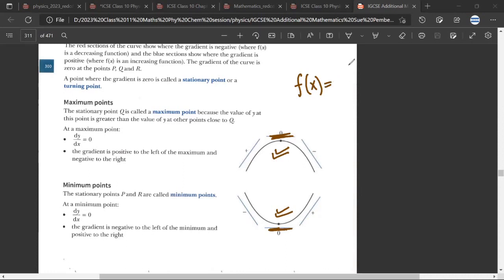So my f(x) was x cube minus 3x plus 1. My f dash x is the slope function. I'll repeat, my f dash x is my slope function. What does my slope function do? The slope function gives me the slope of the original function.